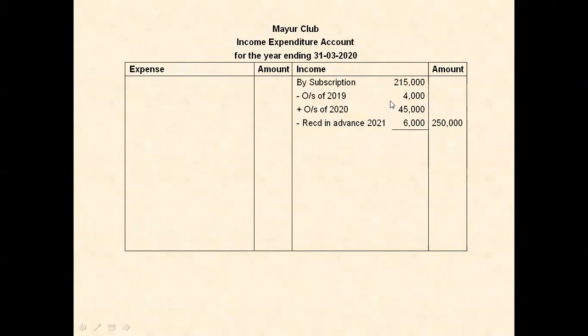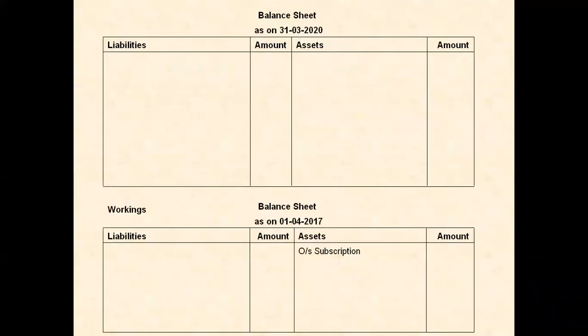Now, if you read ahead, it is written that rupees 5,000 is still in arrears. Still, what is important here? Rupees 5,000 are still in arrears. So this 5,000 still in arrear means it will come in my closing balance sheet. It means opening outstanding subscription was 9,000. Out of that 9,000, 4,000 was received during the year. That means outstanding subscription of last year still in arrear is 5,000.